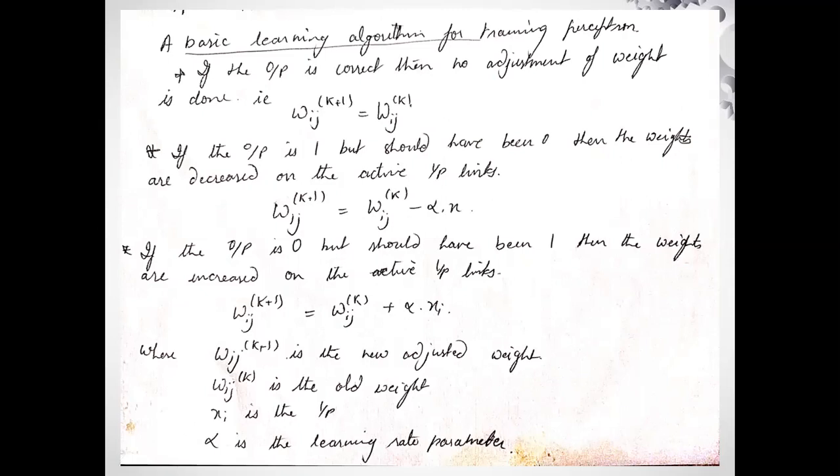So these are the three conditions which we are going to work on, and we are going to adjust the weight again and again till we reach the first condition, that is, the output is correct, when we do not have to adjust the weight, and we will stop the iteration then and there. So these are what we have already discussed. Wij raised to power k plus 1 is the new adjusted weight. Wij^k is the old weight. Xi is the input link, and alpha is the learning rate parameter. Thank you very much.